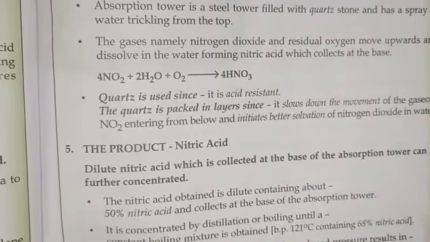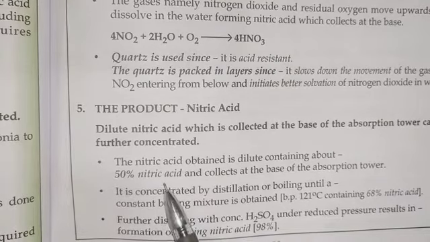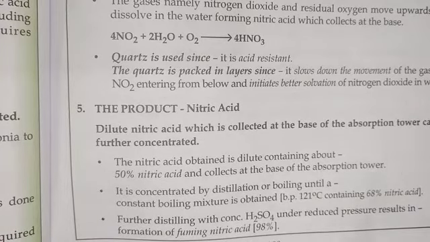Now the product, nitric acid. The nitric acid that is obtained is dilute, containing about 50% nitric acid, and it collects at the base of the absorption tower. It is concentrated by distillation or boiling until a constant boiling mixture is obtained. Further distilling with concentrated H2SO4 under reduced pressure results in formation of fuming nitric acid.